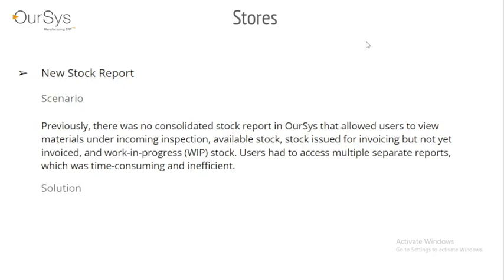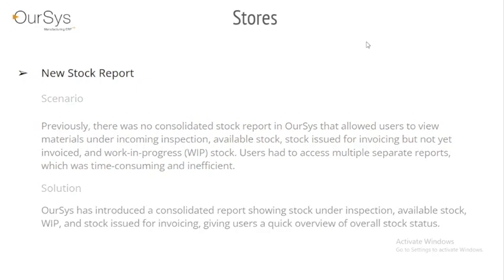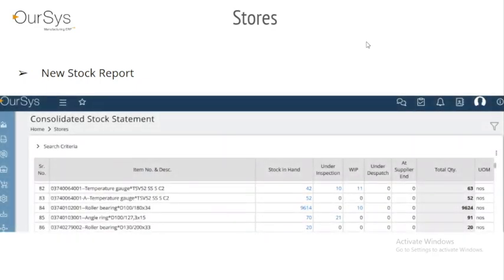Previously there was no consolidated stock report. Users had to check separate reports to view stock in different stages, such as incoming inspection, which is part of purchase transaction, then the available stock, WIP stock, that is the material issued for production, and the issued stock for invoicing. This made it difficult and time consuming to get a complete picture of overall stock status in one single report.